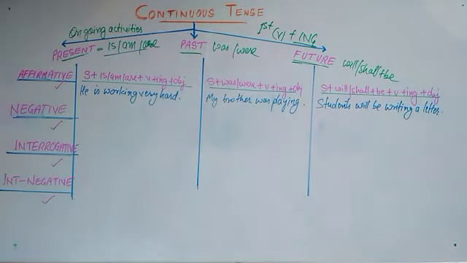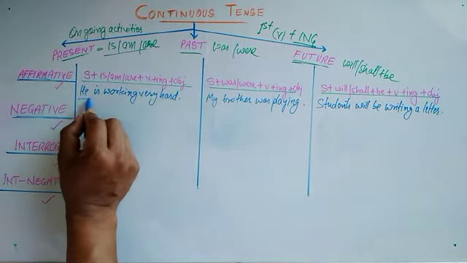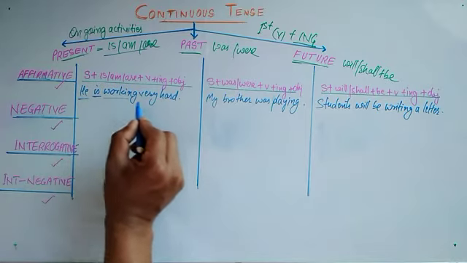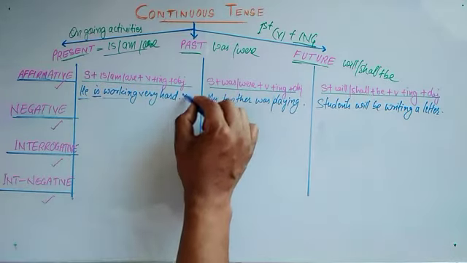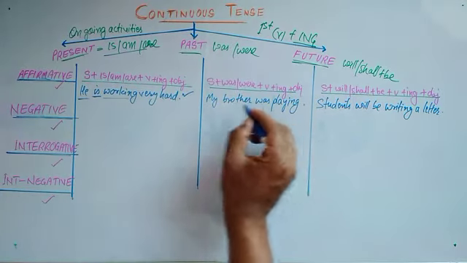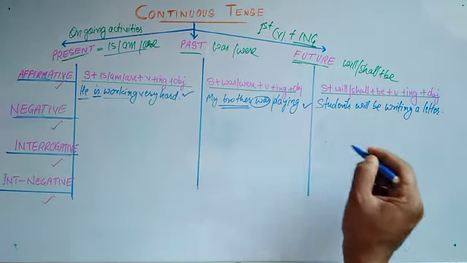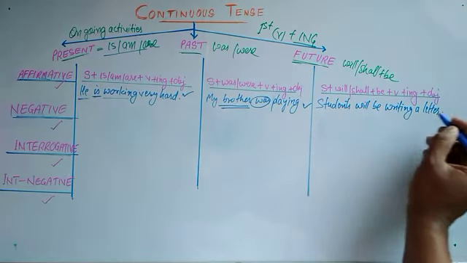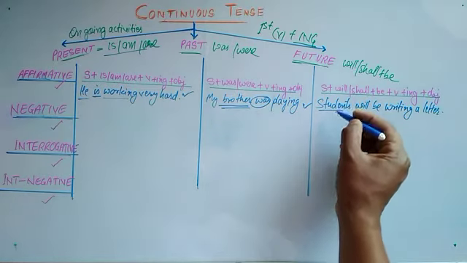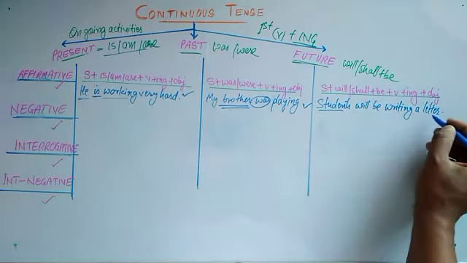Students, look at the given sentences. In present tense: he is working very hard. He is a singular subject, so we used is, and verb with ing, working. In past tense: my brother was playing. Brother is a singular subject, so we used was. And in future tense: students will be writing a letter. Students is a plural subject, and as we already discussed, with I and we we use shall, with other subjects we use will. So, students will be writing a letter.